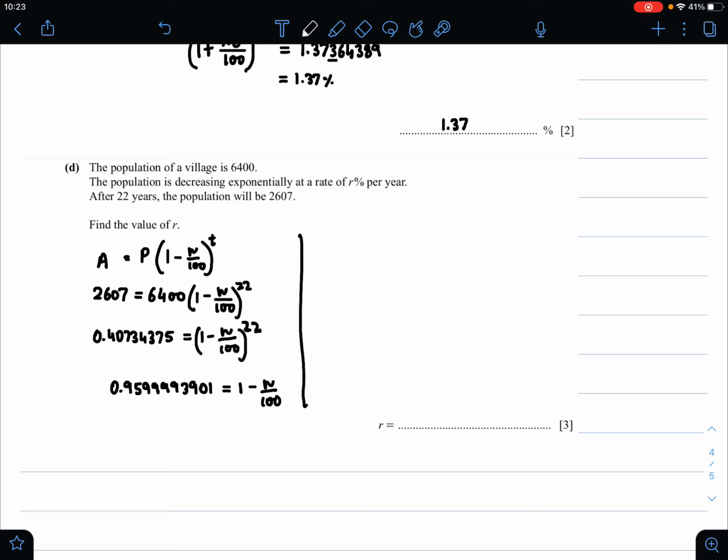Now we can take 1 to the other side of the equation, so it will become minus 1. Therefore 0.959999 minus 1 is equal to negative 0.04000006, which is equal to negative r by 100. Now we can cancel the negative and the negative, and therefore r would be equal to 4%. Therefore 4% will be your final answer for part D of this question.